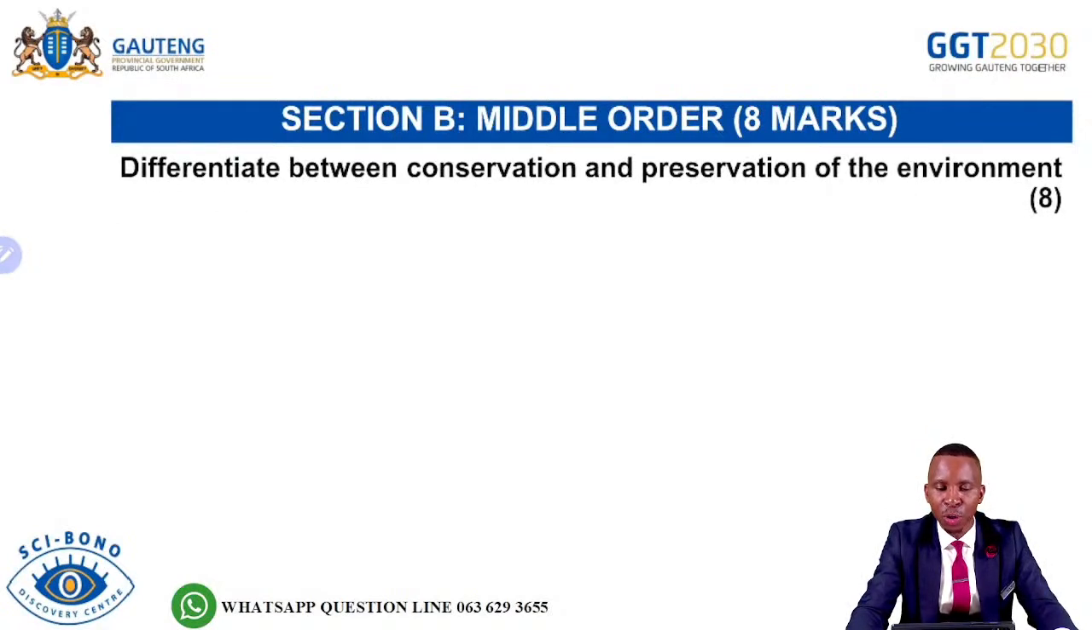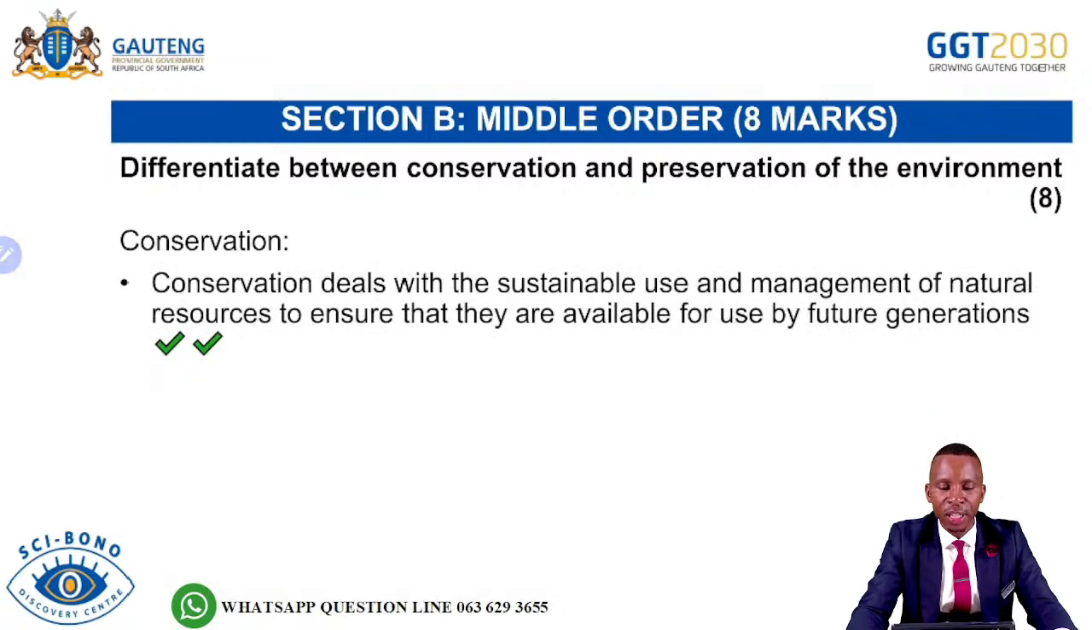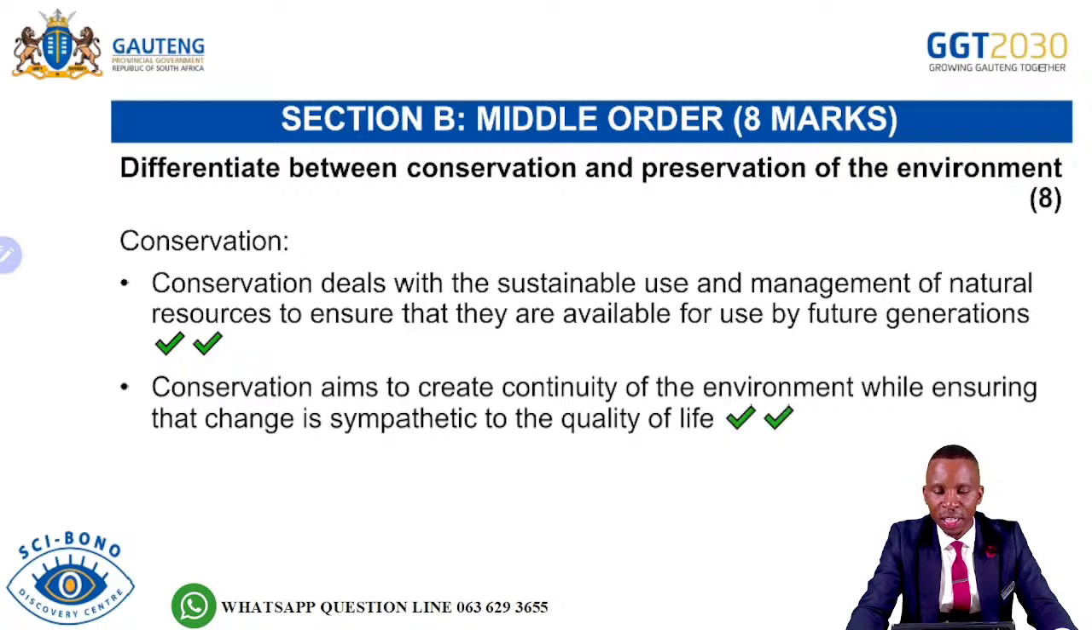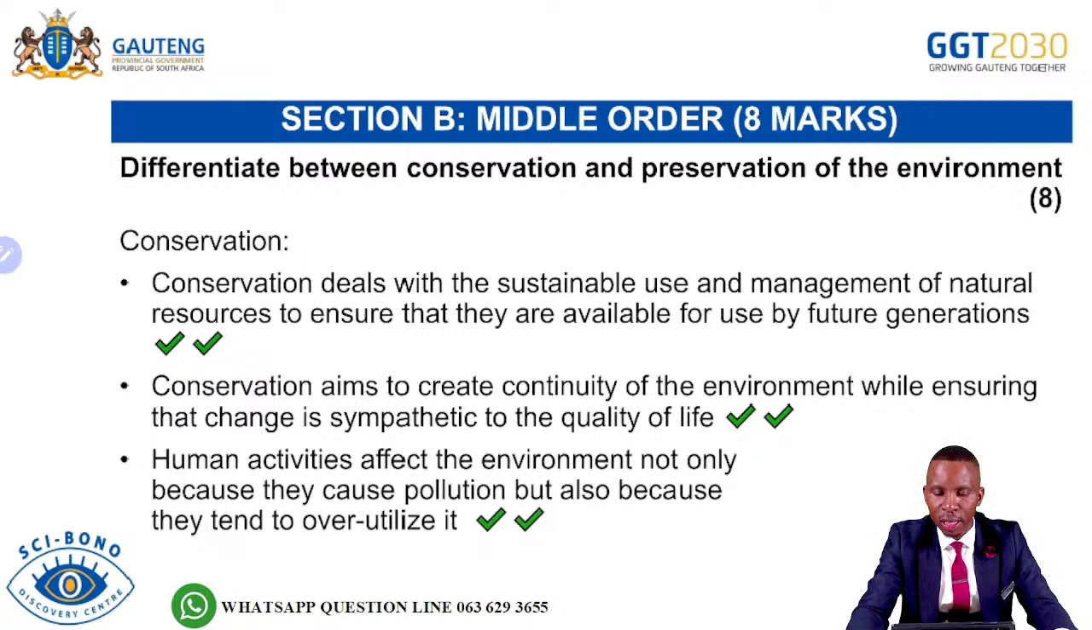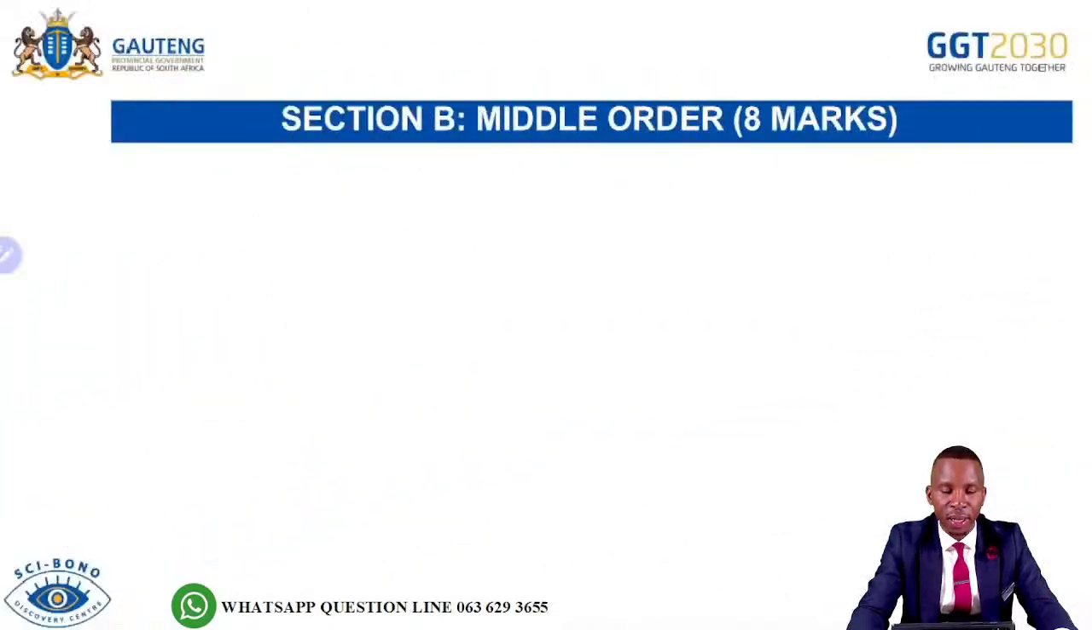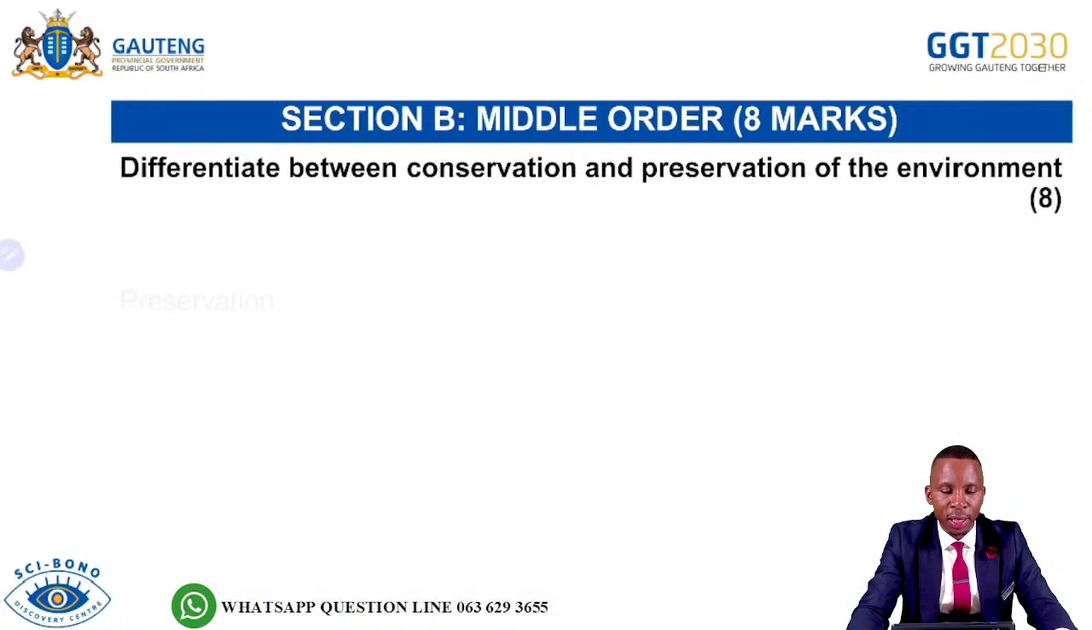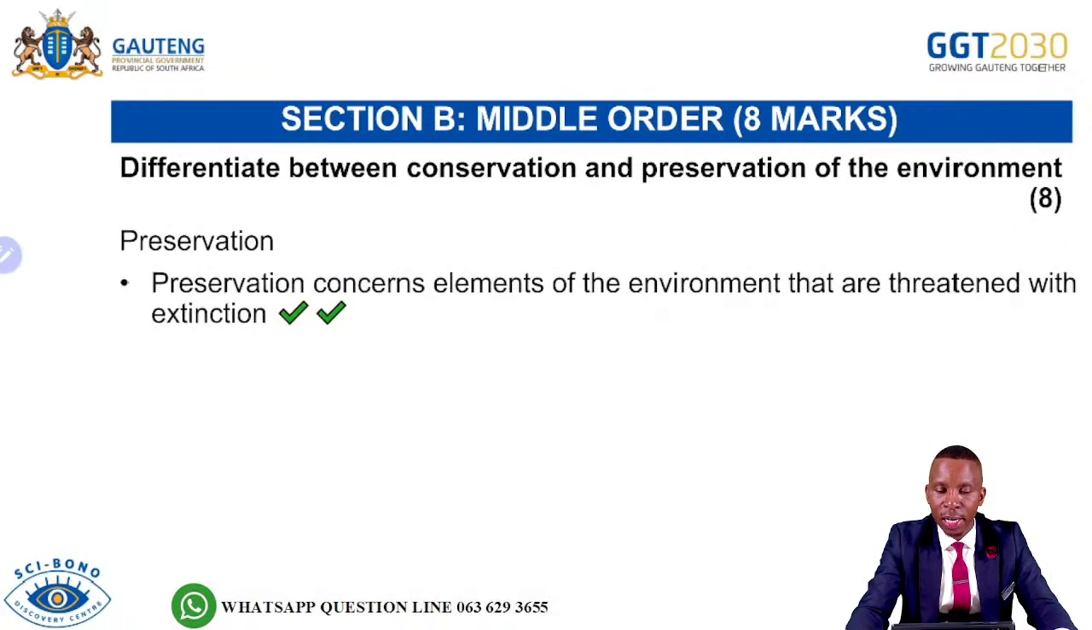8 marks, differentiate between conservation and preservation. We are under environmental sustainability now. Conservation. The conservation deals with sustainable use of and management of natural resources to ensure that they are available even for future generations. Conservation aims to create continuity of the environment while ensuring that change is sympathetic to the quality of life. Human activities affect the environment not only because they cause pollution, but also because they tend to overutilize it.